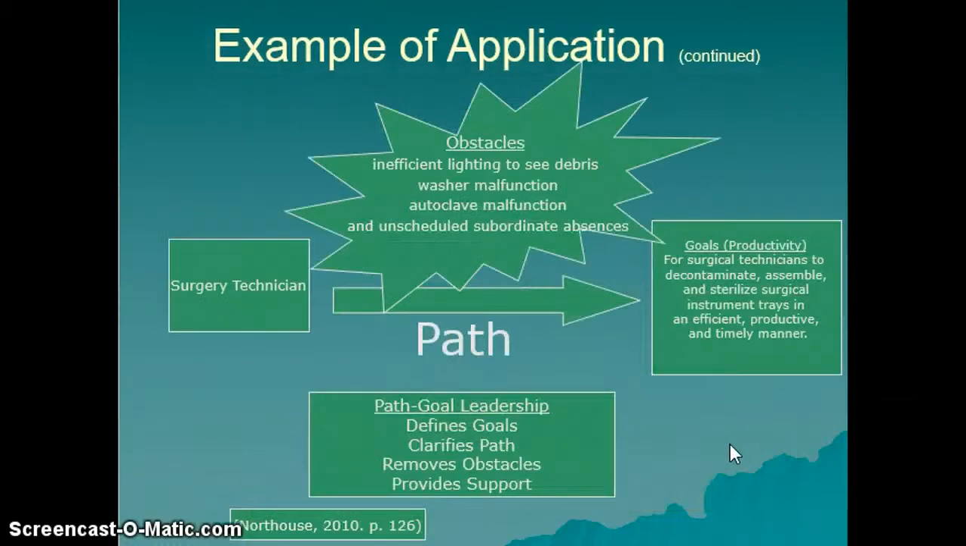This is an example of the application when you plug in all of the different components. You have the surgical technician, which is the subordinates. You have the obstacles that were previously discussed: inefficient lighting to see the debris, the washer malfunction, autoclave malfunction, and unscheduled subordinate absences. And then you have the goal, which is for them to clean, decontaminate, assemble, and sterilize surgical instrument trays in an efficient, productive manner. And then you have the path goal leadership, which is to define the goals, clarify the path, remove the obstacles, and provide the support.